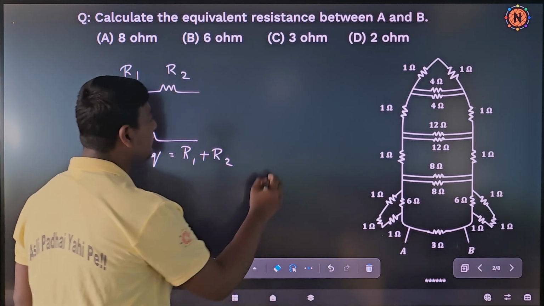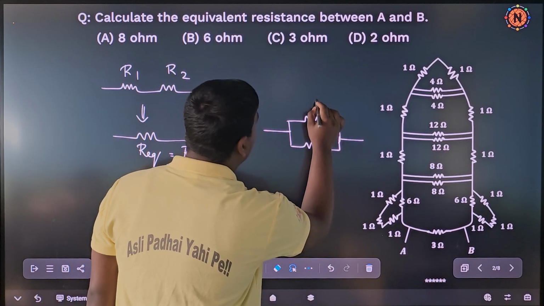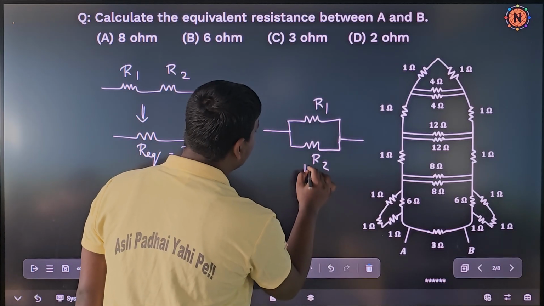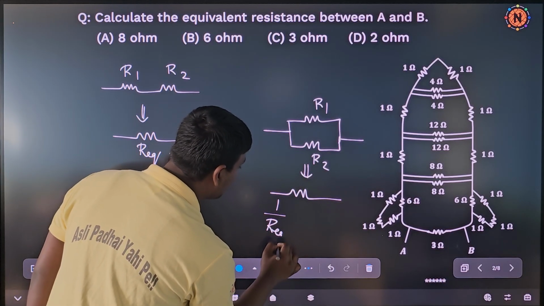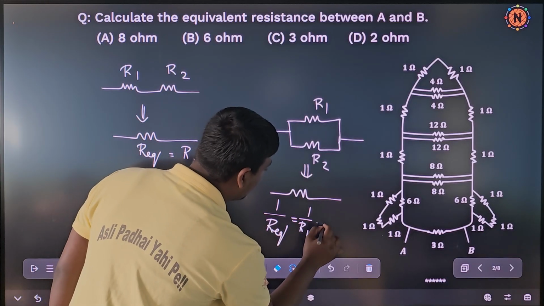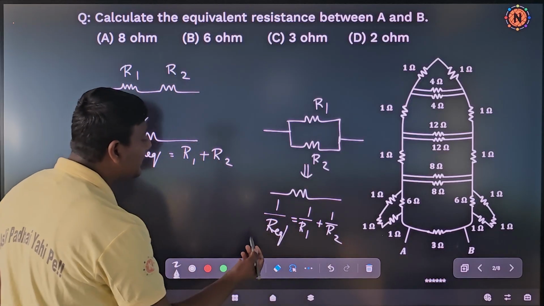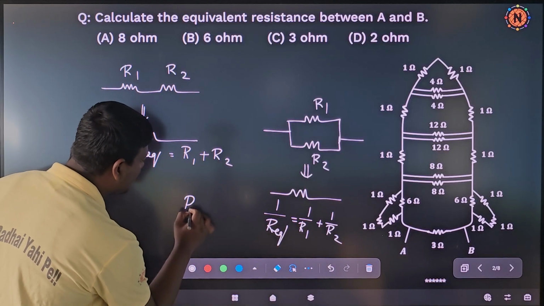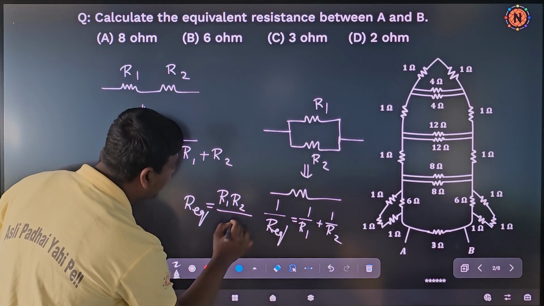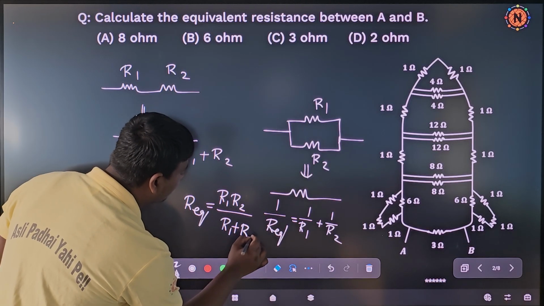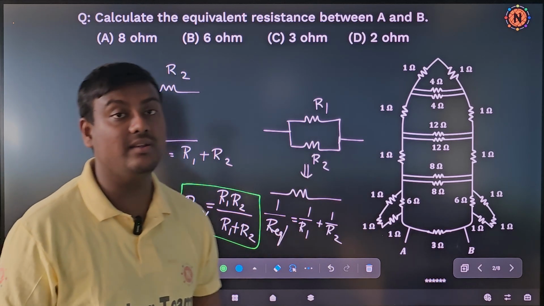And if two resistances R1 and R2 are in parallel, they can be replaced by a single resistance that can be calculated by this formula: 1 by R equivalent equals 1 by R1 plus 1 by R2. Or instead of using this formula, we can use another shortcut formula: R equivalent equals product of the resistances divided by addition of the resistances. Product divided by addition. So this is the shortcut formula if two resistances are in parallel.